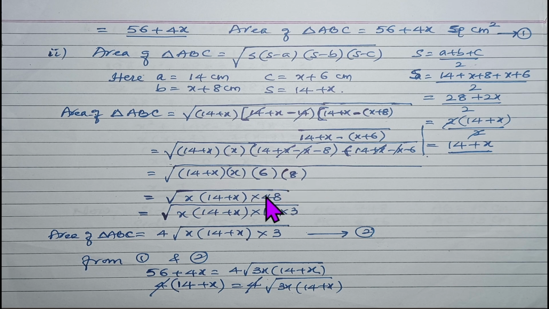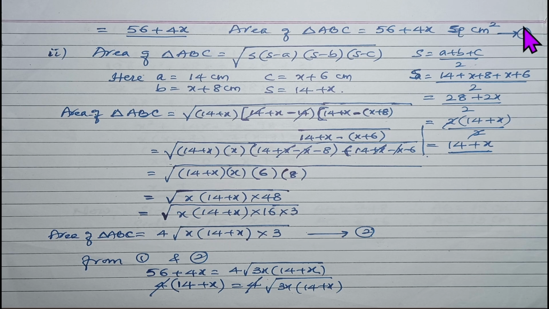Now 8 sixes are 48, again x in the bracket 14 plus x, and again we are taking the square root. We have got x in the bracket 14 plus x, 16 threes are 48, and square root of 16 is 4, so taking the 4 outside we get 4 times square root of x in the bracket 14 plus x into 3, and that is equation number 2. This is in centimeter square, the area of the same triangle ABC.